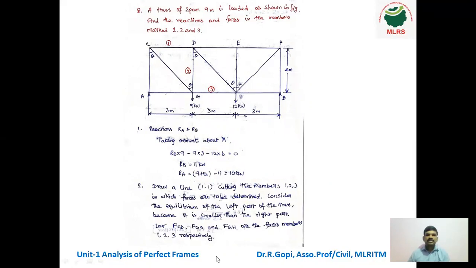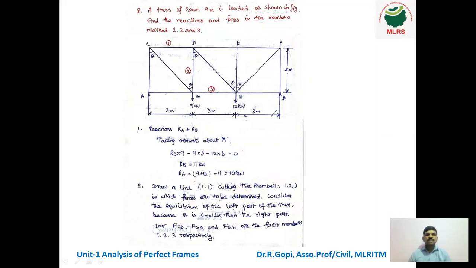So this is the truss. Here, what they ask is, they don't want all the member forces. They want only this member force, this member force and this member force. Only these three member forces. So definitely the diagram they will give.